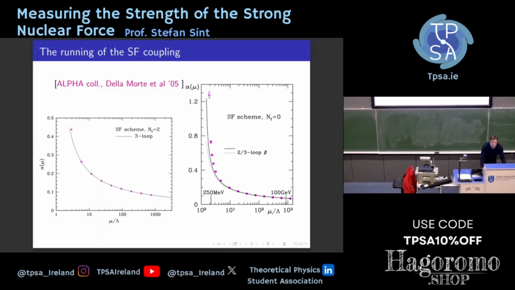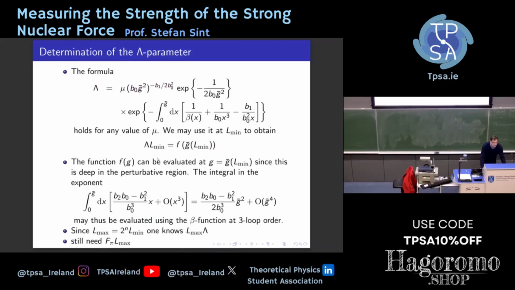So here is some more push towards even lower energies for the pure gauge theory in this case, and this is 2-flavor QCD. Okay, I see there is not so much time left, but I think I'm getting there.